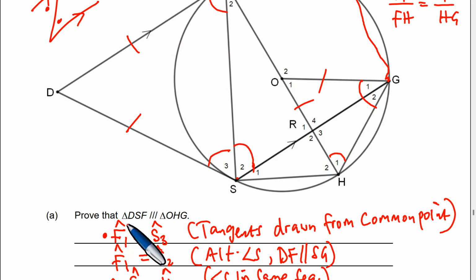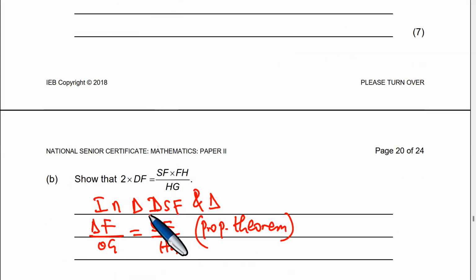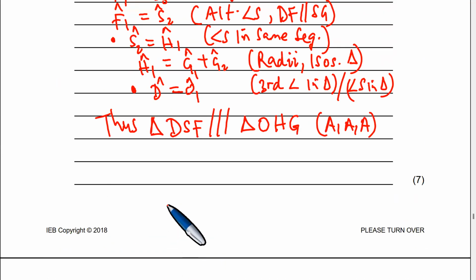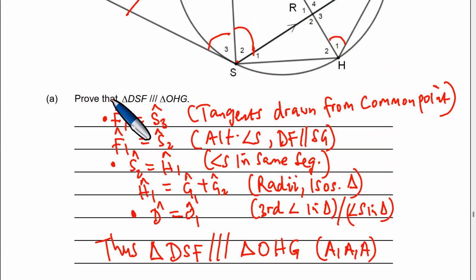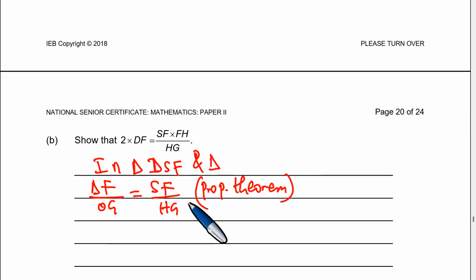So in other words, we are basically working here in these triangles. DSF is exactly this. You copy this one. Triangle DSF is similar to triangle OHG. Okay? Normally the examiners do this. So triangle DSF is similar to OHG.